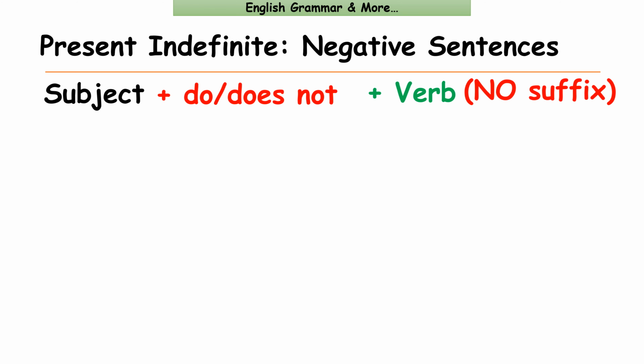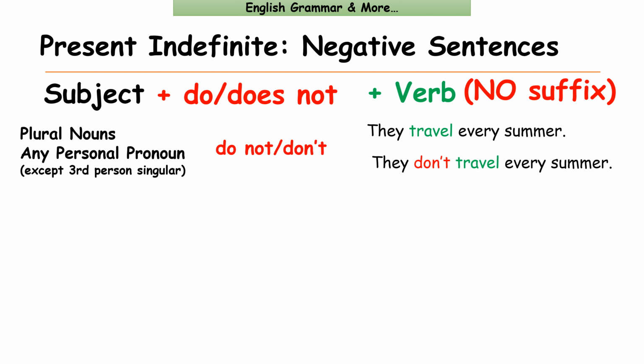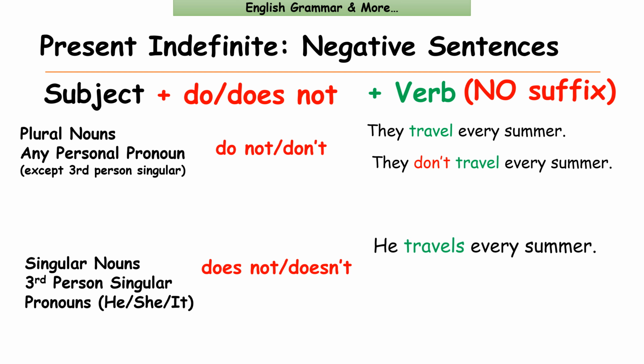Now we add do not or don't in the short form when the subject is either a plural noun or any personal pronoun except the third person singular. For example, they travel every summer. They don't travel every summer. And we add does not or doesn't in the short form when the subject is either a singular noun or the third person singular pronoun. For example, he travels every summer. He does not travel every summer.